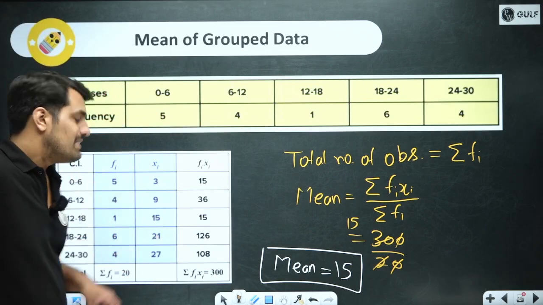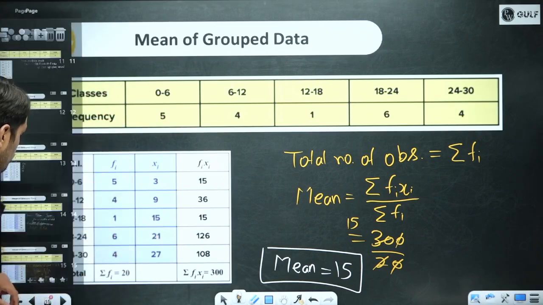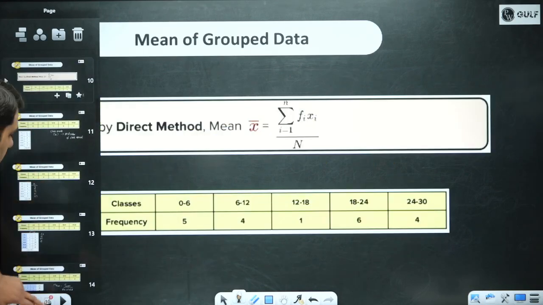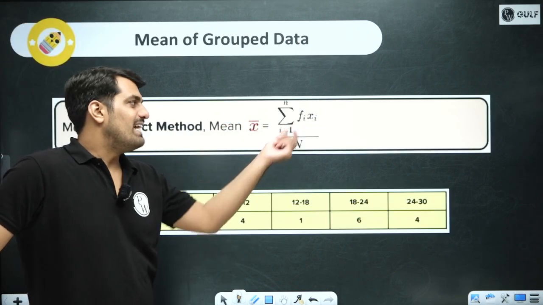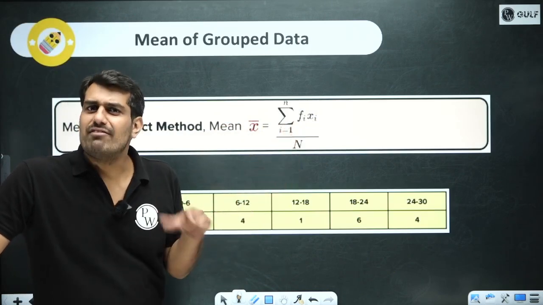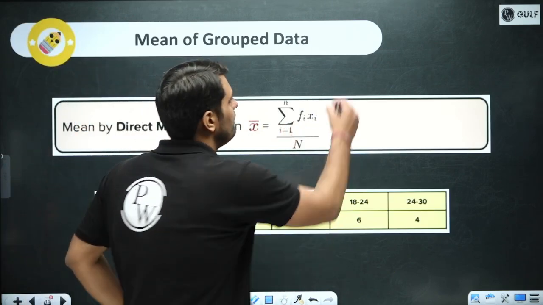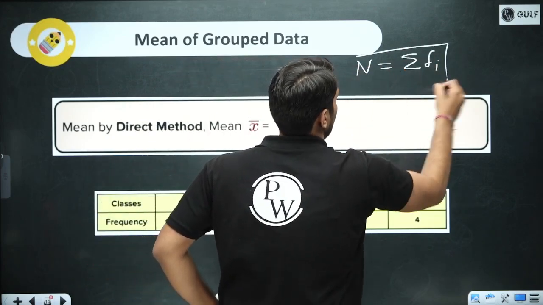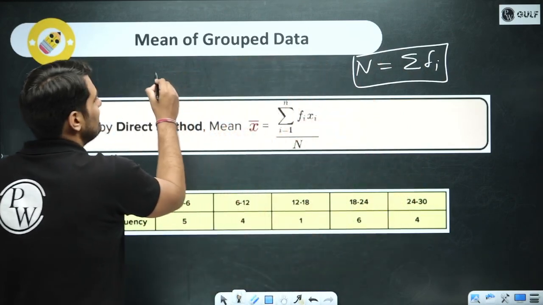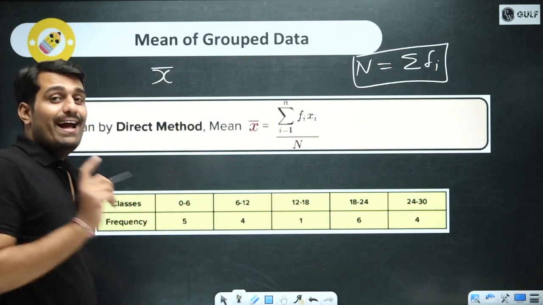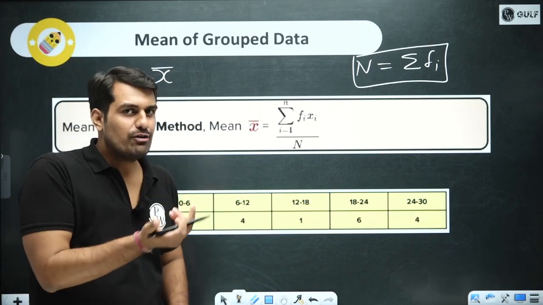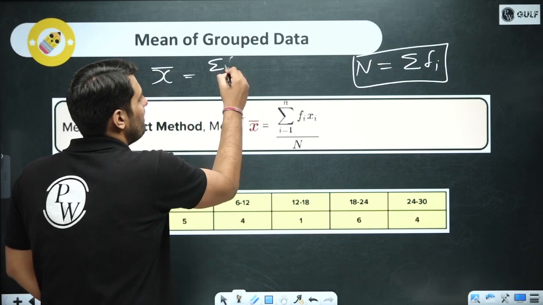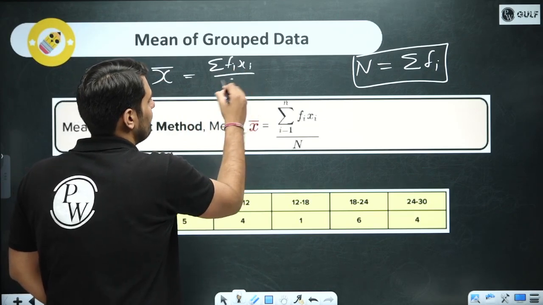So the direct formula is a simple, straight thing. The formula was listed over here: sigma fi xi divided by n. What is this n? N is the same thing. N is equal to sigma fi. And that is why the formula can be written as, what is x bar? X bar is a representation of mean. If I have to represent mean, I'll represent it in the form of x bar. X bar is equal to sigma fi xi divided by sigma fi.